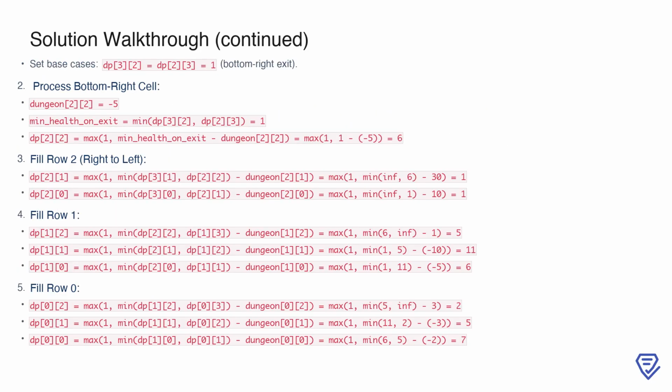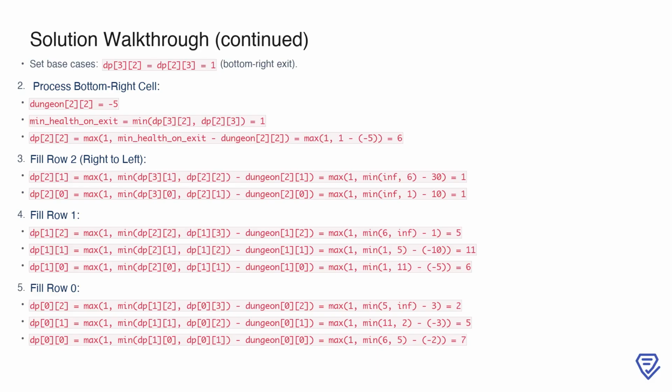To set up the base case, we define the health required to exit the dungeon as 1 for both the cell directly below the bottom right corner and directly to its right, represented by dp[3][2] and dp[2][3]. Starting with the bottom right cell itself, which has a value of -5, the minimum health needed to exit is 1. From this, we calculate the health for this cell as max(1, 1 - (-5)), resulting in 6.